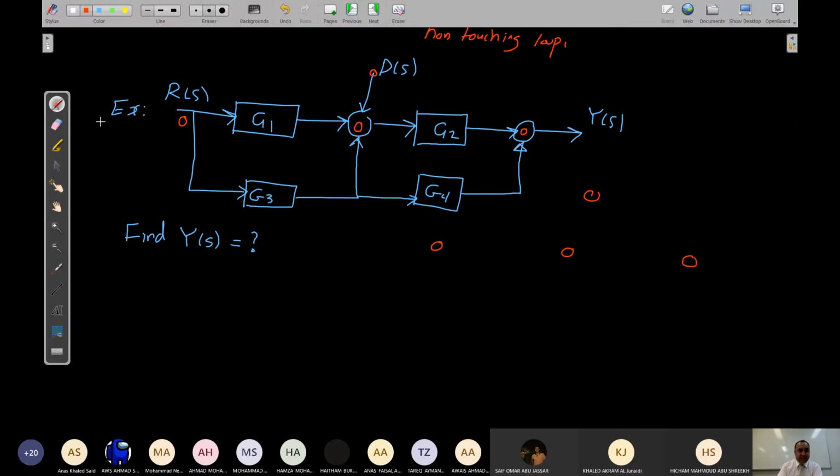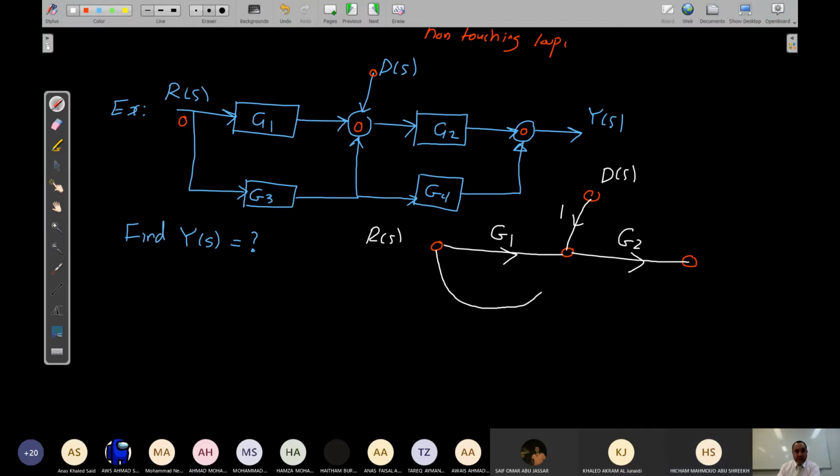So I will start from the R of S, and I will plot from here to here a branch with a gain equal to G1, and from here to here a branch with a gain equal to 1, and this signal is D of S. And from here to here a branch with a gain equal to G2. Then I have one from here to here, with G3.